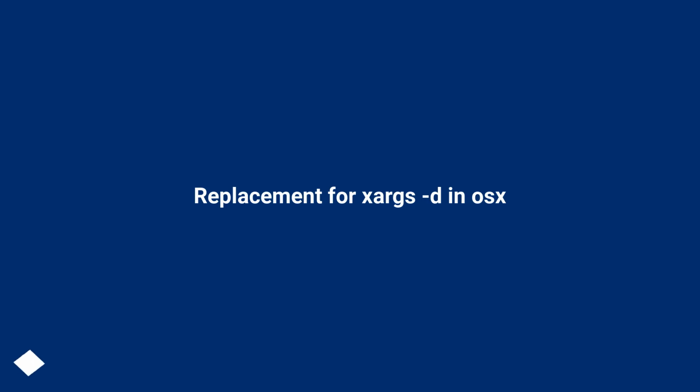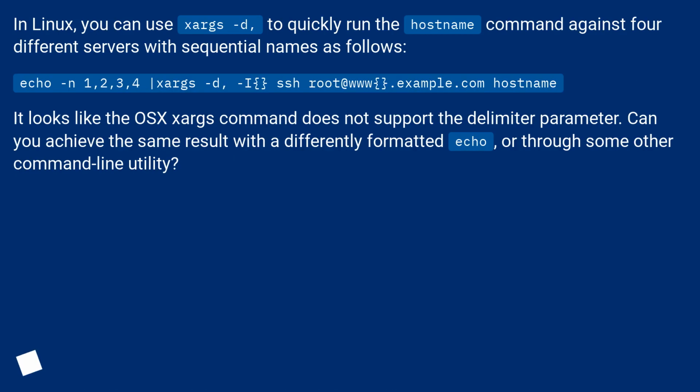Replacement for xargs -d on OS X. In Linux, you can use xargs -d to quickly run the hostname command against 4 different servers with sequential names as follows: echo 1,2,3,4 | xargs -d, -I{} ssh root@www{}.example.com hostname. It looks like the OS X xargs command does not support the delimiter parameter. Can you achieve the same result with a differently formatted echo, or through some other command line utility?